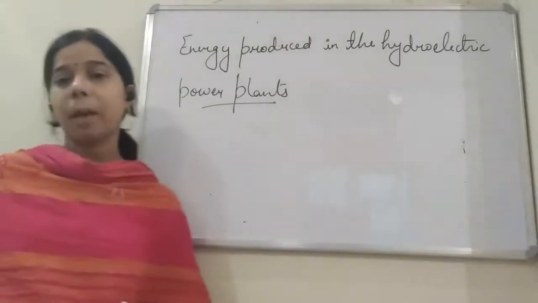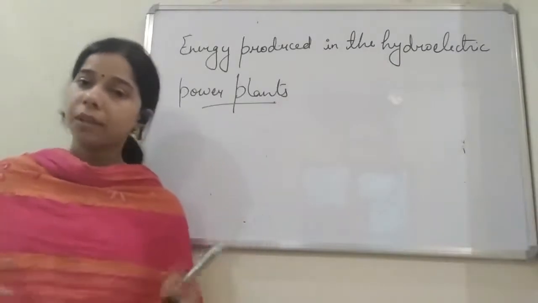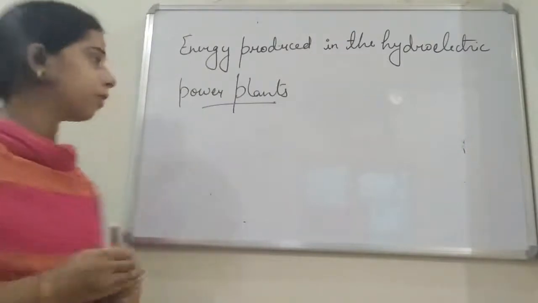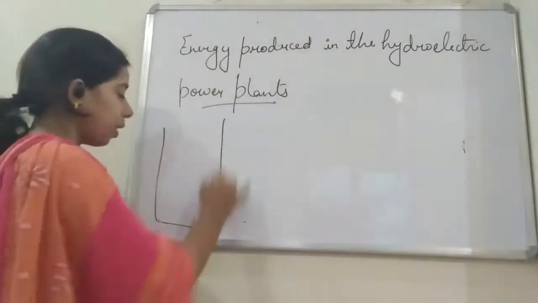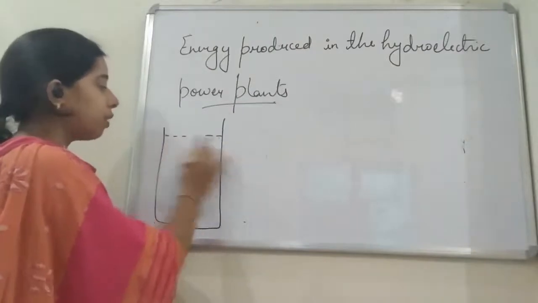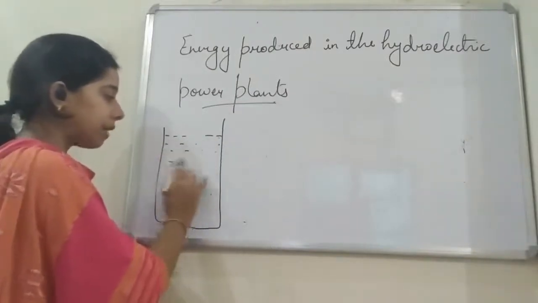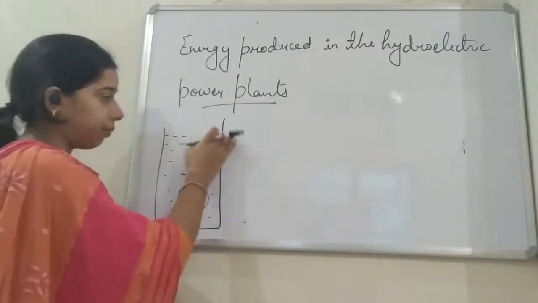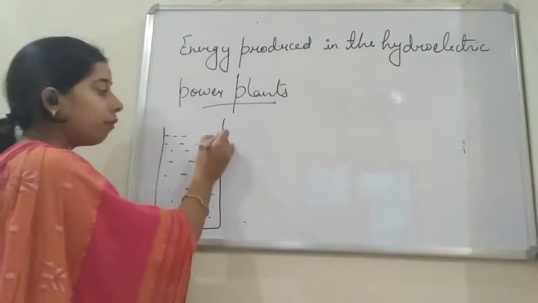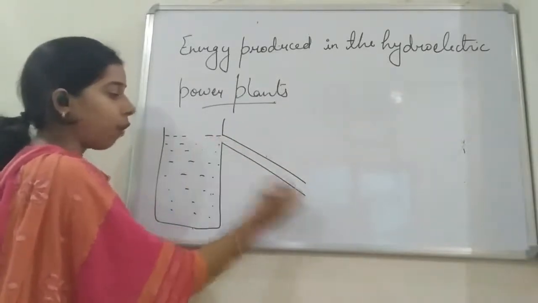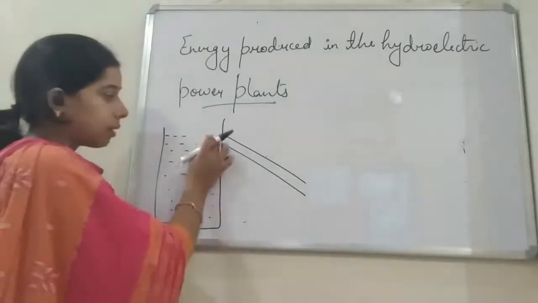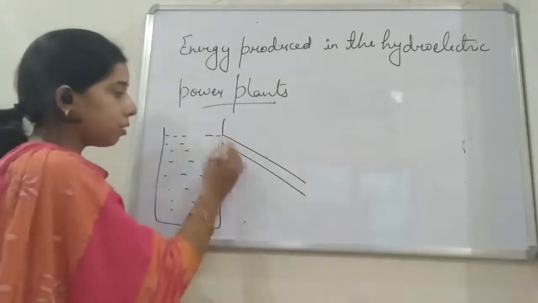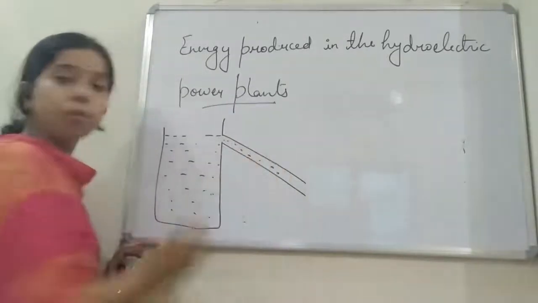So basically, we store the water in a water reservoir. If this is a water reservoir, students, we fill this reservoir or dam with water, and from a certain height we make the water fall. This is the height, students. We have filled the water up to here, and from a certain height we allow the water to move through it.